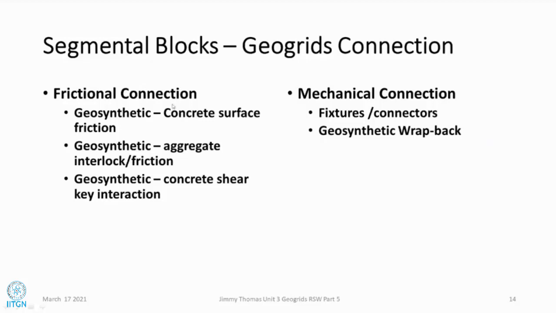Here we have two different types of connections. One is frictional connection, which means the connection relies on the mobilization of friction between the secondary units and the geosynthetic reinforcement. Or we may use some mechanical fixtures. Friction could be between geosynthetic and the concrete surface, or sometimes we have hollow concrete blocks, so aggregate interlock will be there. Sometimes there is a shear key, so we will see in the succeeding slides.